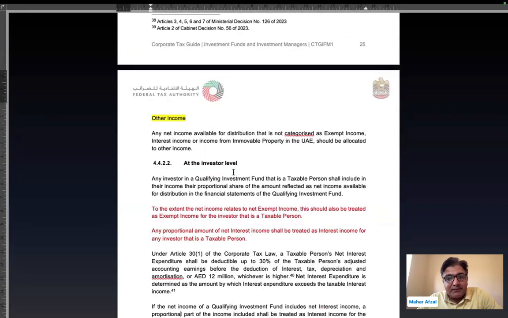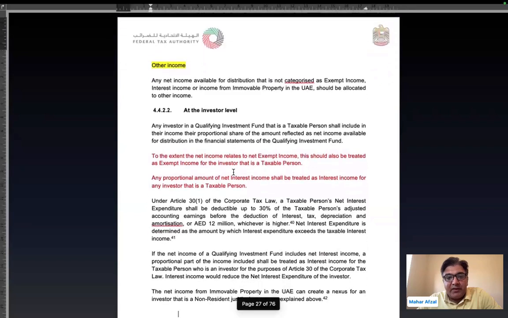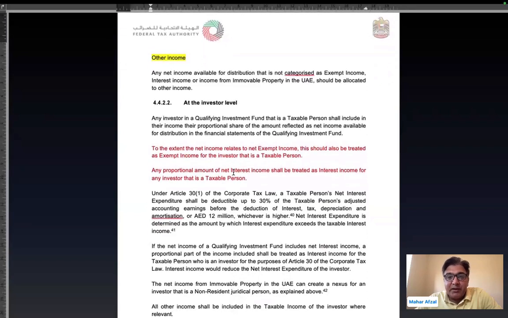Investor level, we've already discussed. To the extent that net income relates to exempt income, this will also be treated as exempt in the hands of the investor. Apples to apples comparison: taxable income will remain taxable in the hands of the investor.